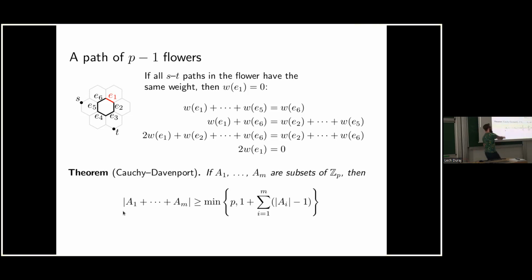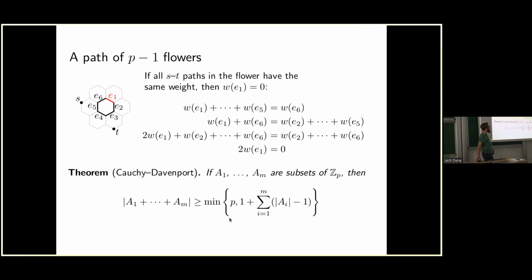So the Minkowski sum of some sets of Z_P is the set of all possible numbers which we can obtain as a sum of elements where the first element belongs to A1, second to A2, and the last one to AM. And we denote the set of all such sums by A1 plus A2 plus and so on plus AM. So Cauchy-Davenport says that the size of such a set is lower bounded by the minimum of P and 1 plus the sum of sizes of the sets minus 1.